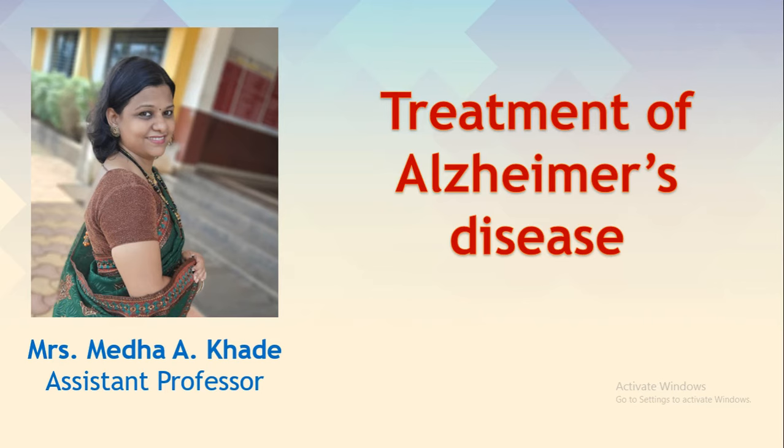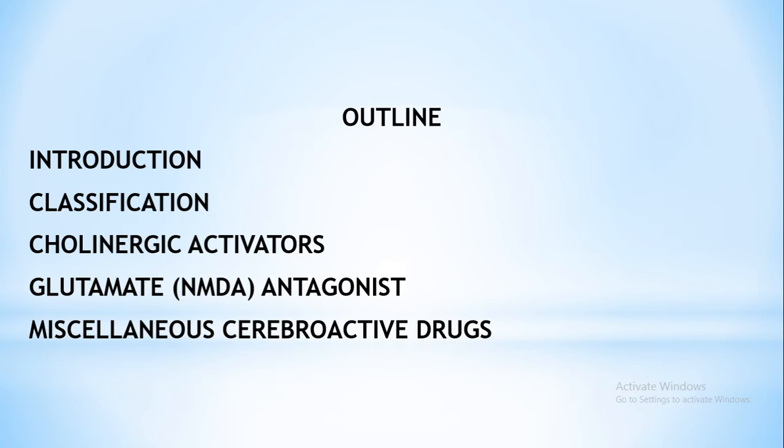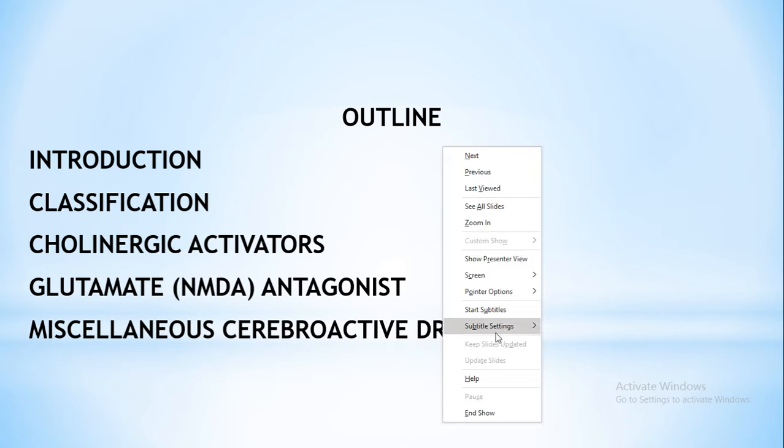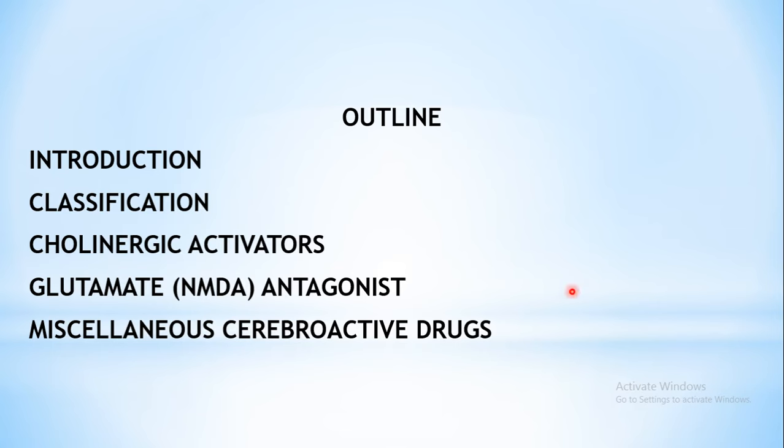Okay, so today we shall begin with another chapter under the CNS, that is treatment of Alzheimer's disease. You are all already aware of what Alzheimer's disease is. You have studied it under the pathophysiology part in the CNS chapter of your anatomy. Before going into the detail, let us see the outline of the chapter.